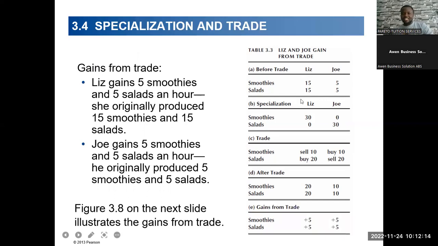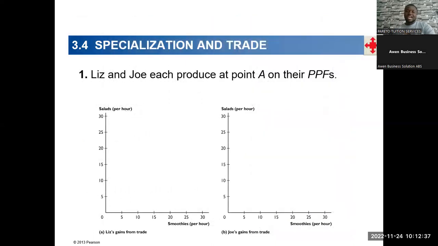Now Liz has 20 smoothies, an improvement by 5 units. Then salad to 20, improvement by 5. Joe too is now having 10-10. Initially it was 5-5. So you see that they've been able to do what? To gain from specialization and then trade. Is that okay? Yes. Very good. So this is what we use comparative advantage for.